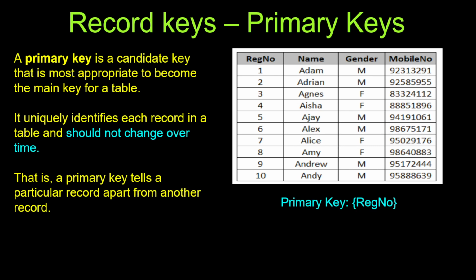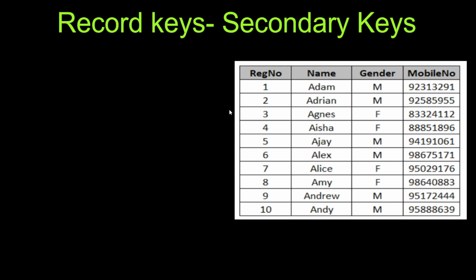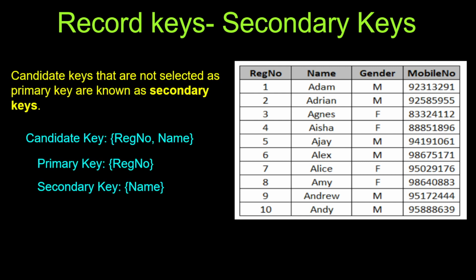Then we can look at what secondary keys are. Secondary keys are very straightforward. Basically, any of your candidate keys that are not selected as the primary key will be your secondary key. So in the same example, we had the candidate keys to be register number and name, but we wanted the primary key to be the register number. So the secondary key will be the name field. This one is not so important, but good to know.